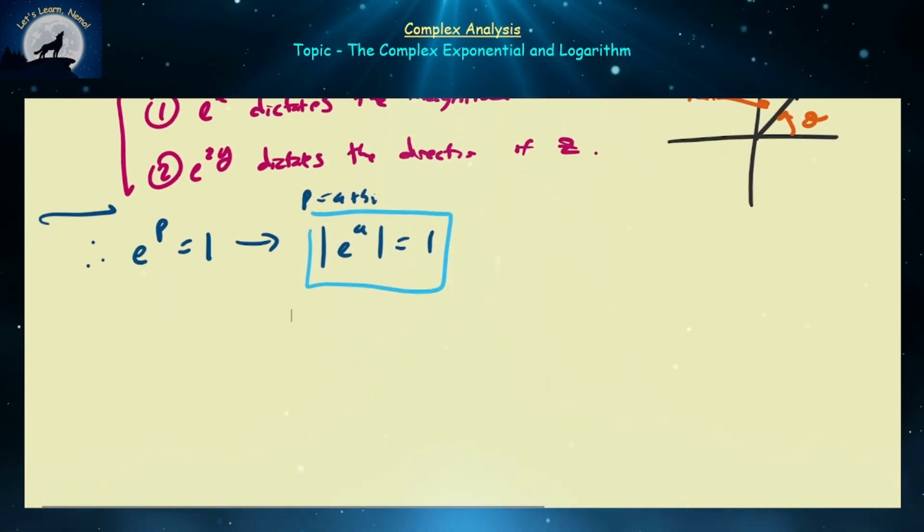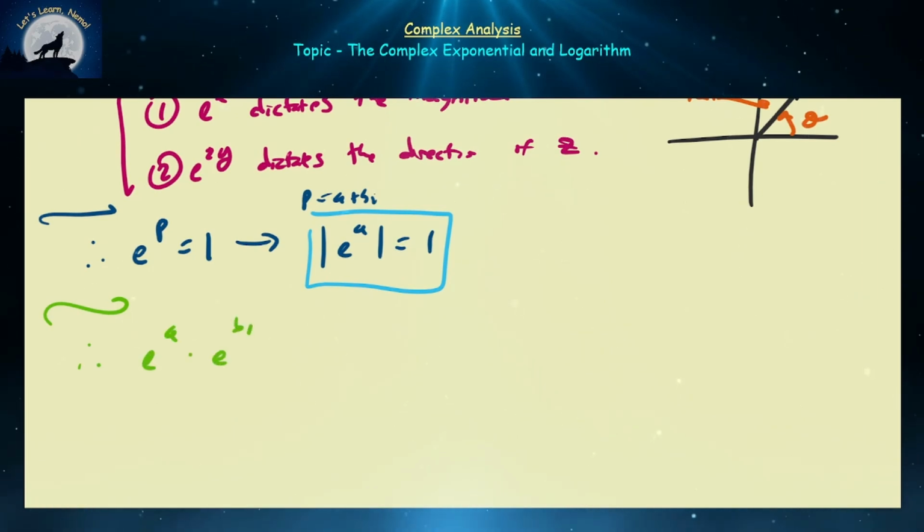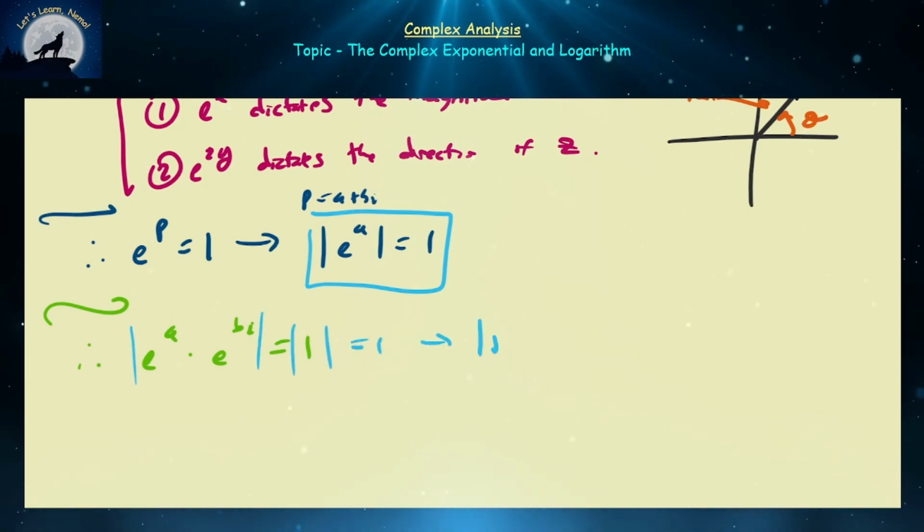So what does that mean? If e to the a times e to the bi is equal to 1, and the norm of both sides of this equation is going to be equal to 1, that means the norm of e to the p will be equal to 1 as well. Does that make sense? Because e to the p is going to be a complex number, and we're trying to find the value of p.